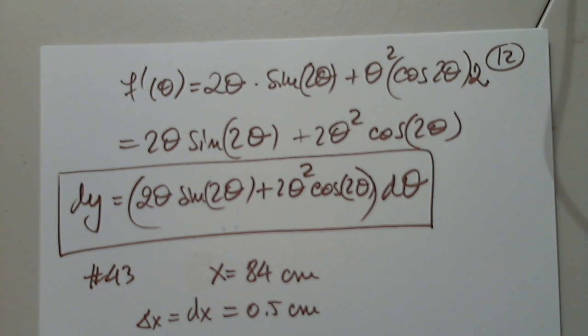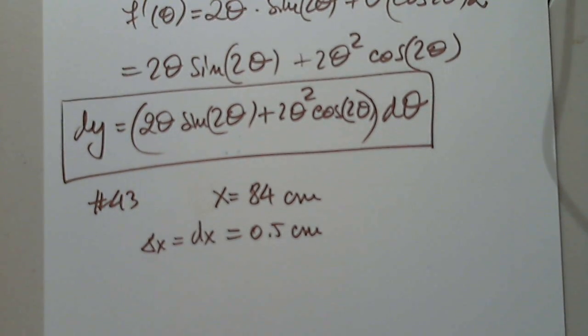So they're telling us that x is 84 centimeters, but x may have a possible error of 0.5. Use differentials to estimate the maximum error in the calculated surface area. We'll come back to the rest.